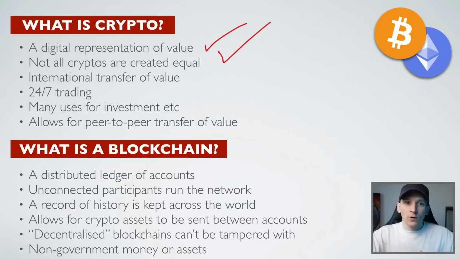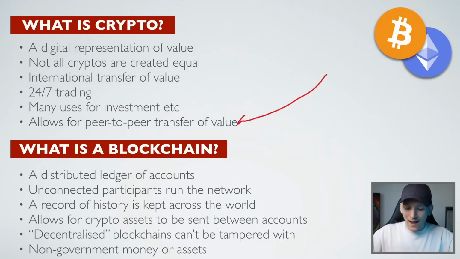Ultimately, a crypto lets us transfer or trade value from ourselves to someone else 24/7 peer-to-peer, meaning that there's no intermediary in between. We don't need a broker, we don't need an exchange, and we can do that on the blockchain 24/7. So ultimately, a crypto asset lets us transfer value peer-to-peer 24/7, 365. The blockchain is the actual thing that enables us to transfer those assets.